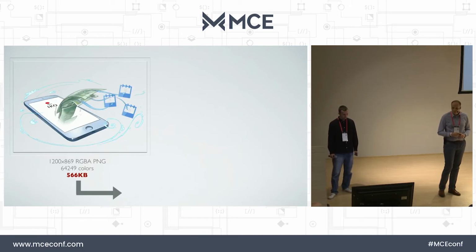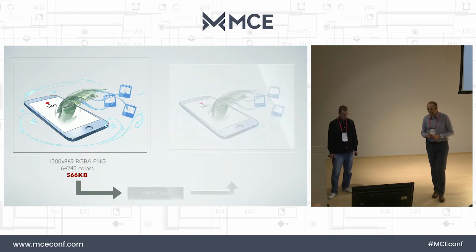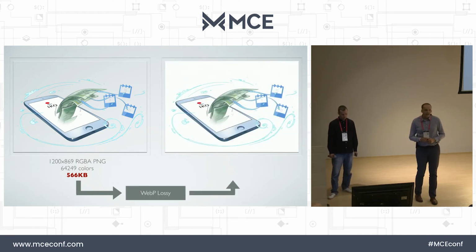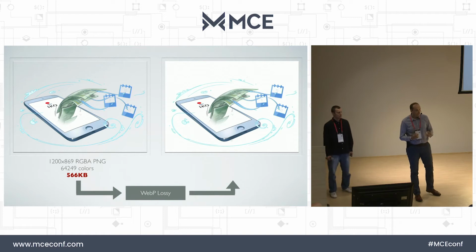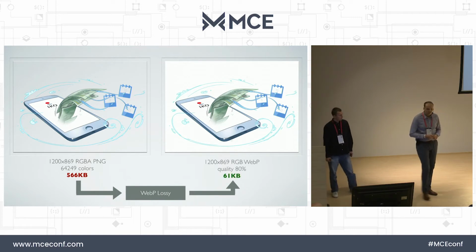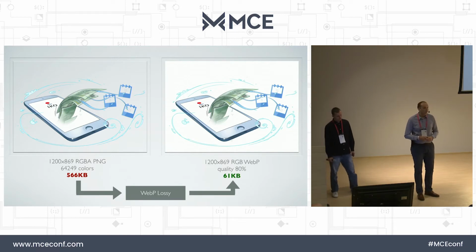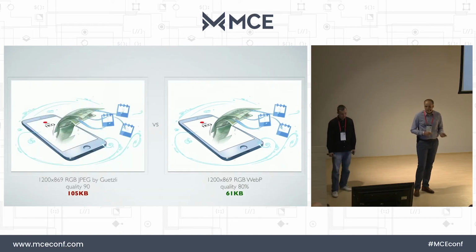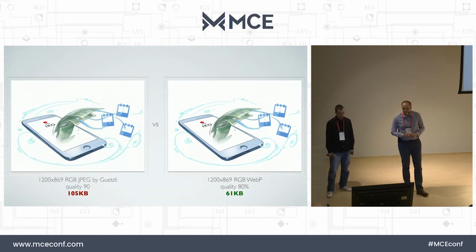So having our PNG more than half a meg and running WebP lossy here, again without any significant visual difference, of course without the alpha channel, we end up with an image which has a quality at 80% and only 61K. So that's a huge difference, actually. And comparing it to our Zopfli, it's almost twice smaller.